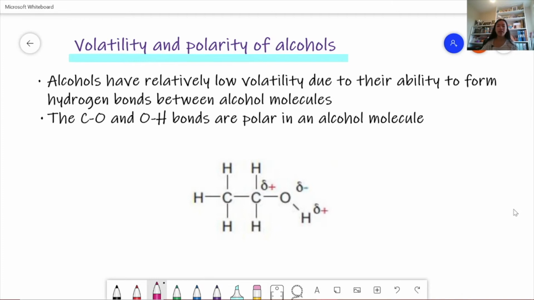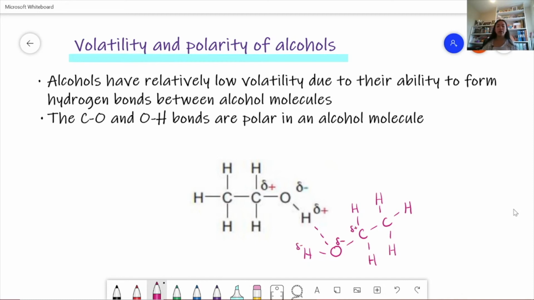So alcohols have relatively low volatility due to their ability to form hydrogen bonds between alcohol molecules. So for example, here we have an ethanol, and it can form hydrogen bonds with another ethanol, and it does this by this hydrogen which bonds with an oxygen. So we have a hydrogen, and then we have the rest of the molecule. And it can do this because the oxygen is very electronegative.